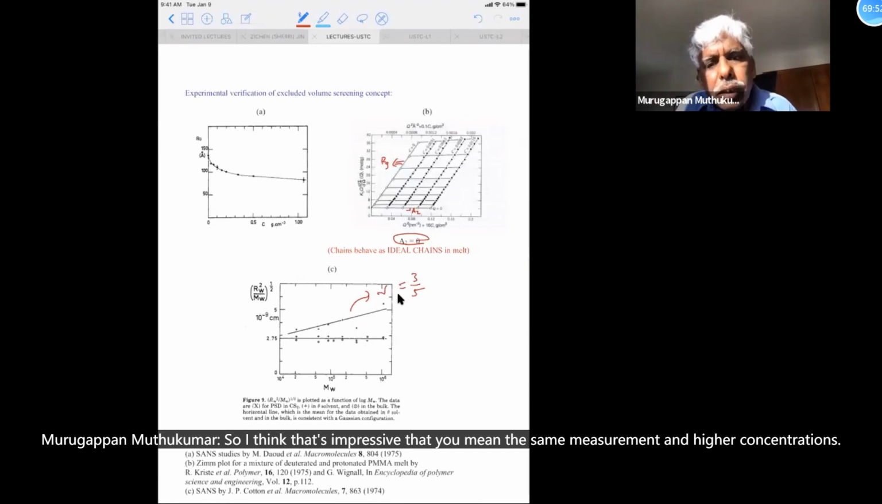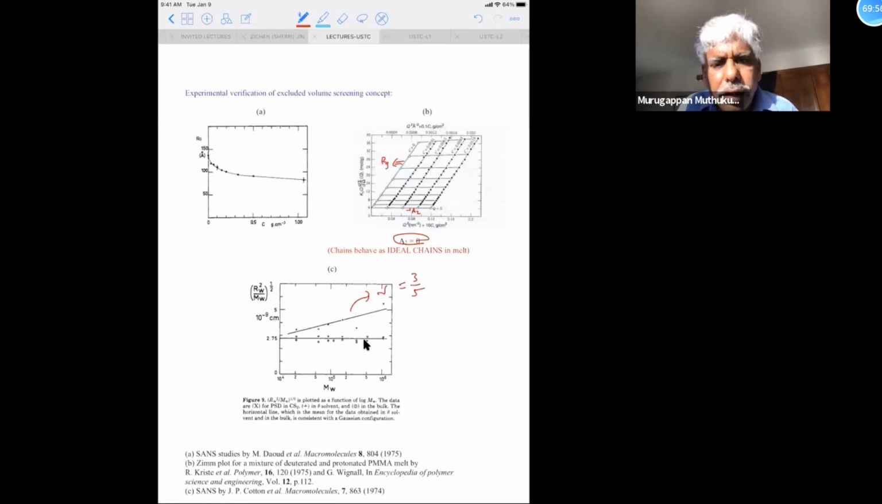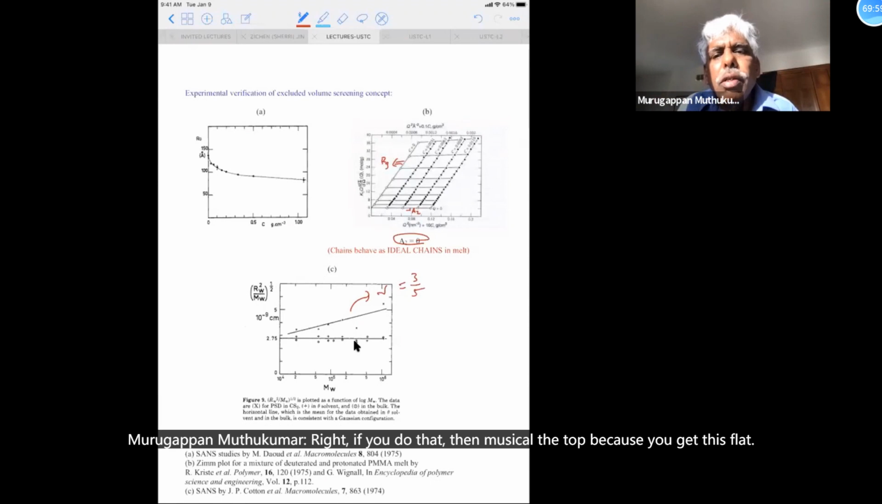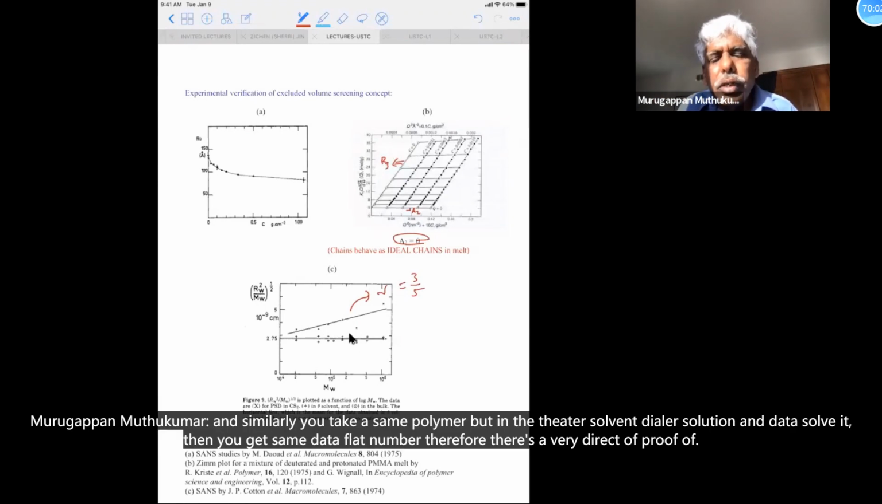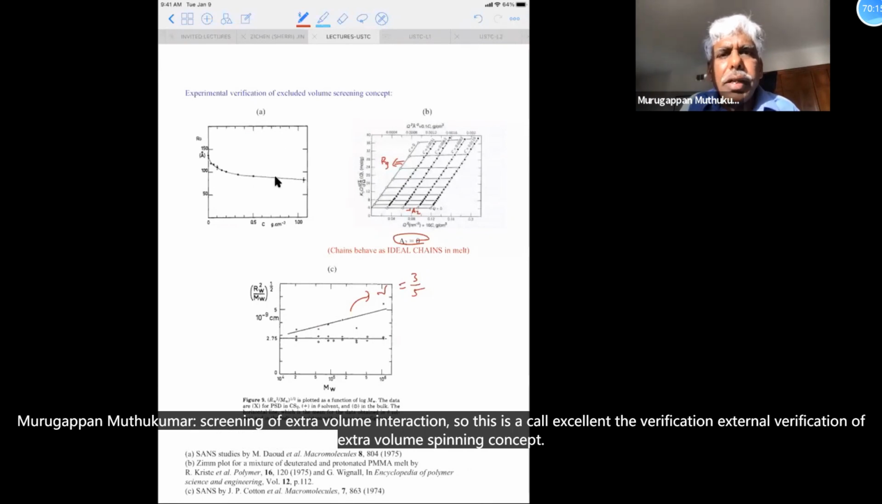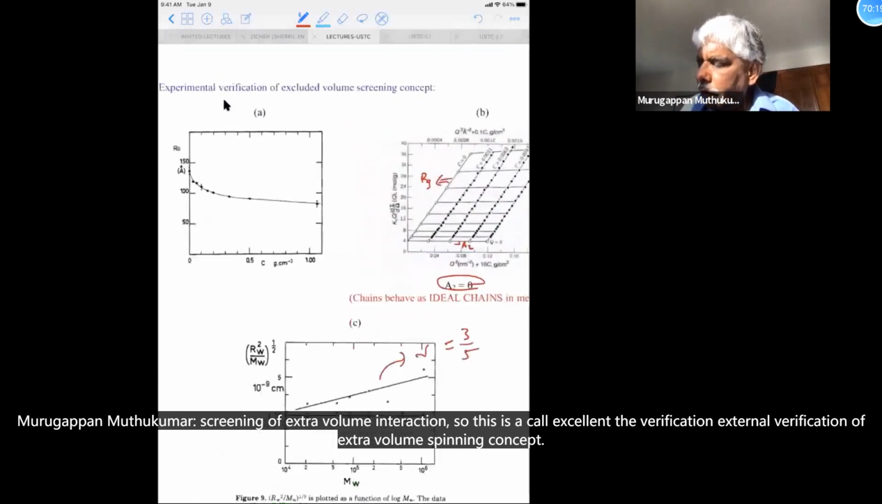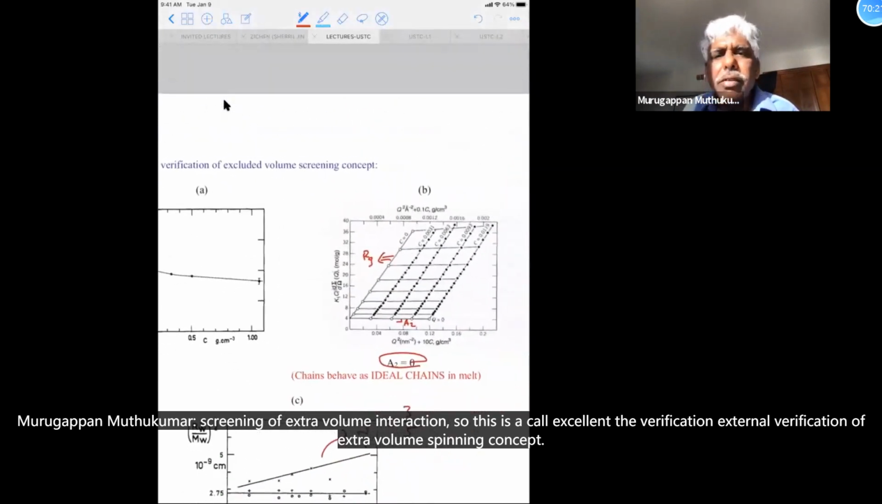You make the same measurement at higher concentrations. If you do that, then nu is equal to half because you get this flat. And similarly, you take the same polymer, but in a theta solvent, a dilute solution, you get the same data, a flat number. Therefore, this is a very direct proof of screening of excluded volume interaction. So I call it experimental verification of the excluded volume screening concept.